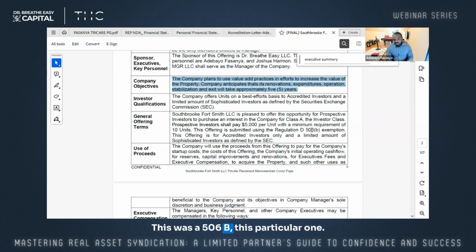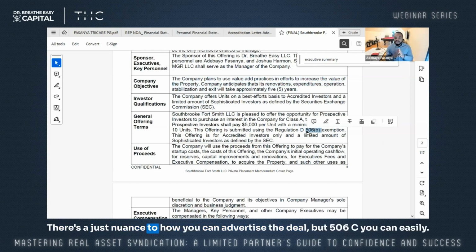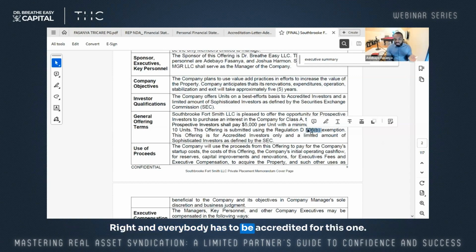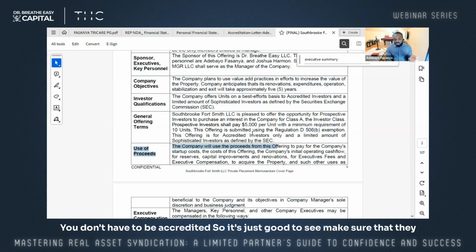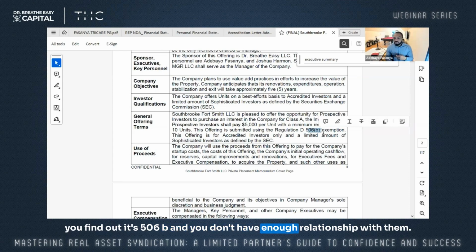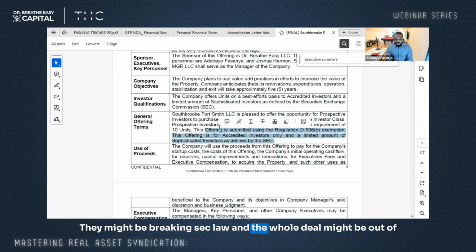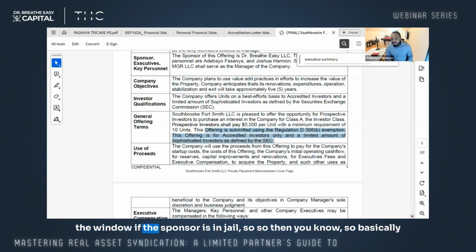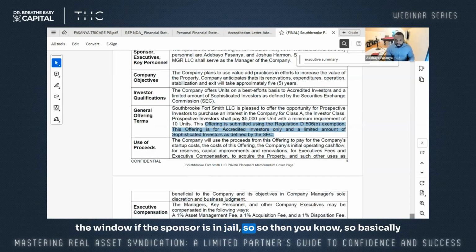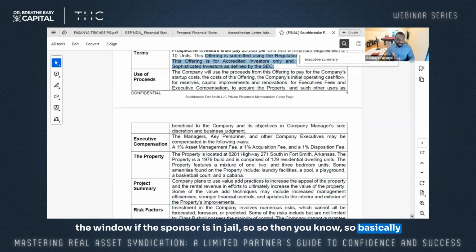This was a 506B, this particular one, which means we could not advertise it. Just a nuance to how you can advertise the deal. But with 506C, you can easily, right? And everybody has to be accredited. For this one, you don't have to be accredited. So it's good to make sure they are following the rules. Let's say you find the deal on Facebook ads, and then you find out it's 506B, and you don't have enough relationship with them. They might be breaking SEC law, and the whole deal might be out the window if the sponsor is in jail.